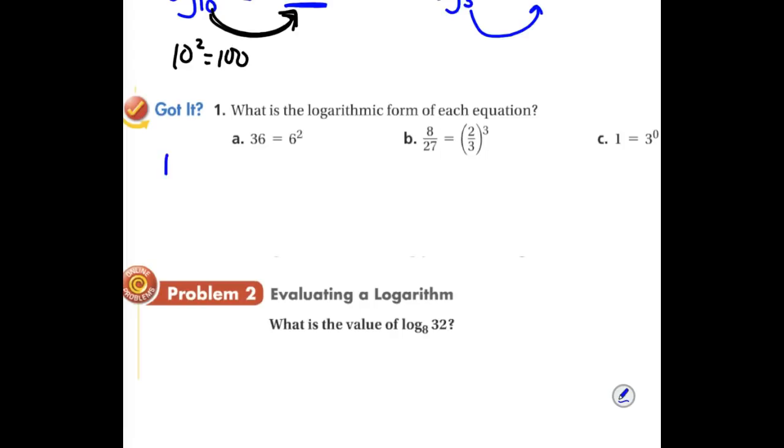Rewriting it in log form. Log, our base is 6, so log base 6. Our power, our answer is a 2. So we are saying log base 6 of 36 should give us 2.